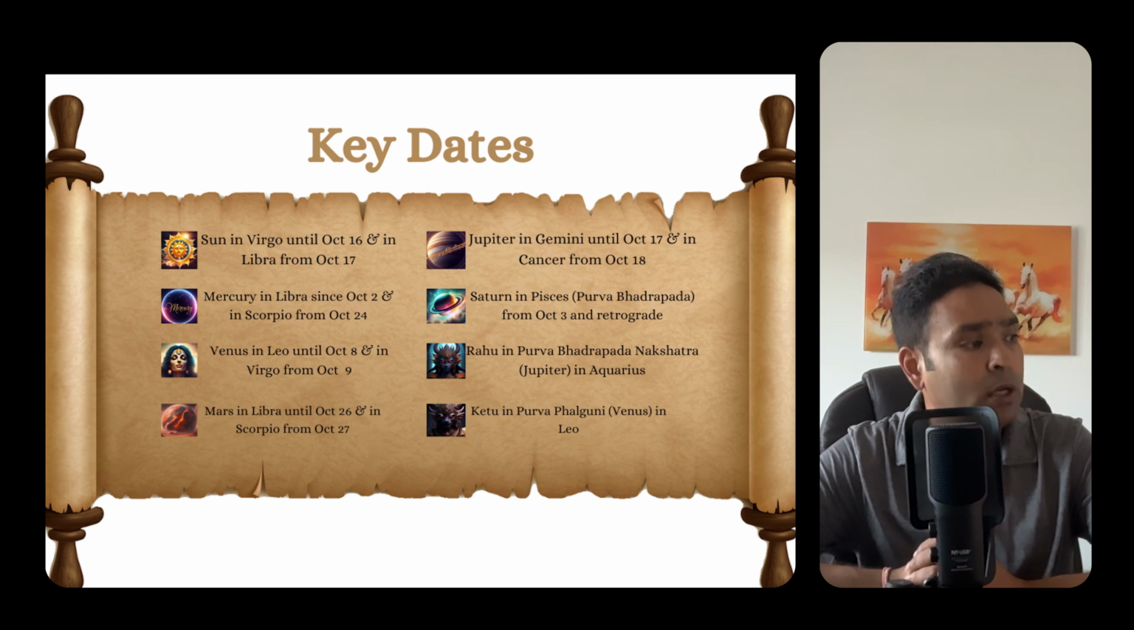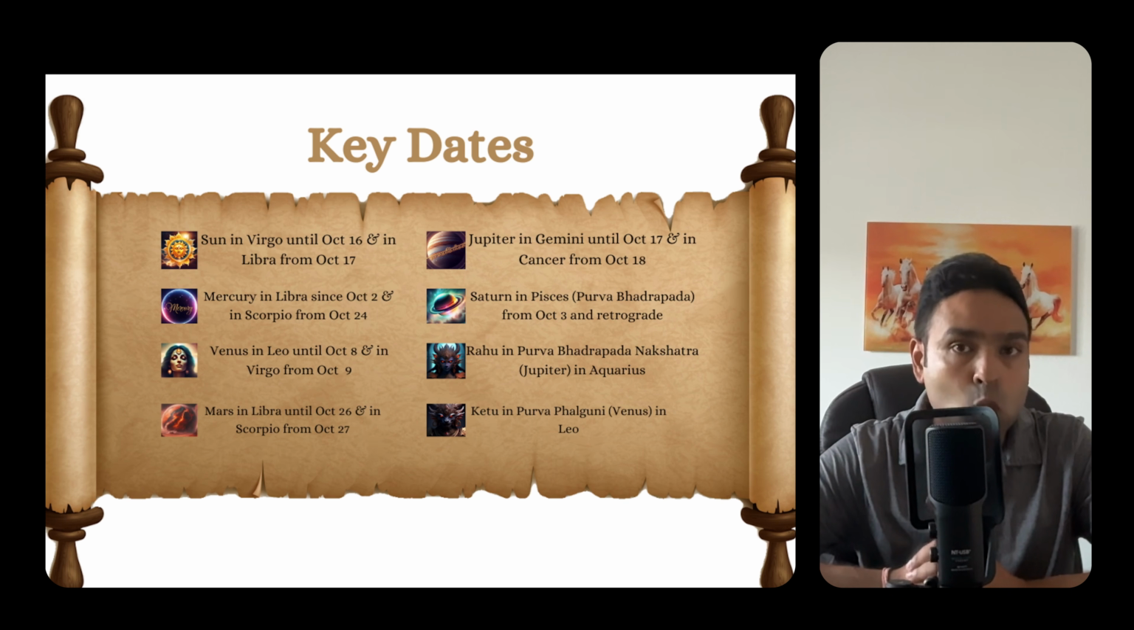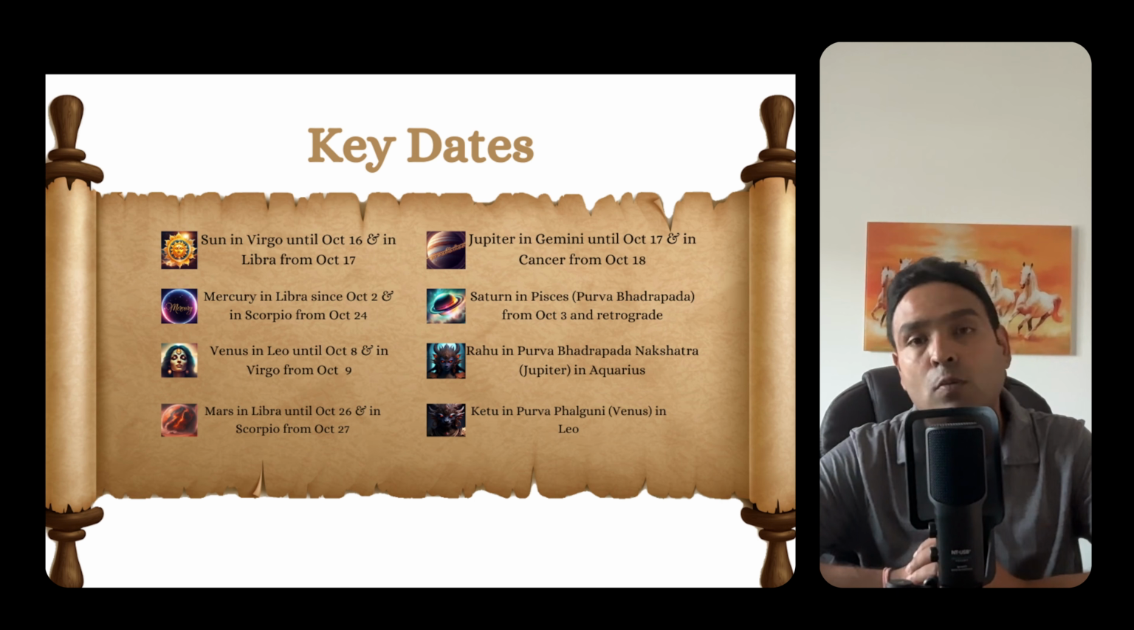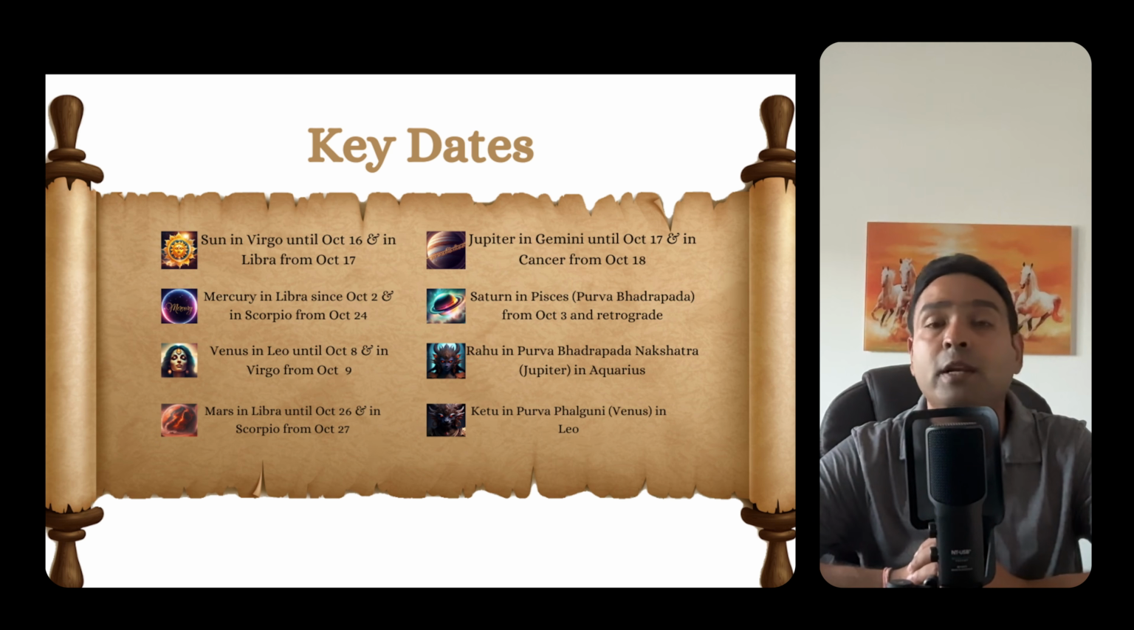Mars is in Libra until October 26th. And from October 27th onwards, Mars will be moving into its own sign of Scorpio. So that's a great movement which is coming into play for you guys. Then you have Jupiter in the sign of Gemini until October 17th. And then comes the big change where Jupiter moves into its sign of exaltation from October 18th onwards. So you see, Sun is coming into its debilitation, Venus is coming into its debilitation, Mars, on the other hand, is coming to its own sign whilst Jupiter is coming into exaltation.